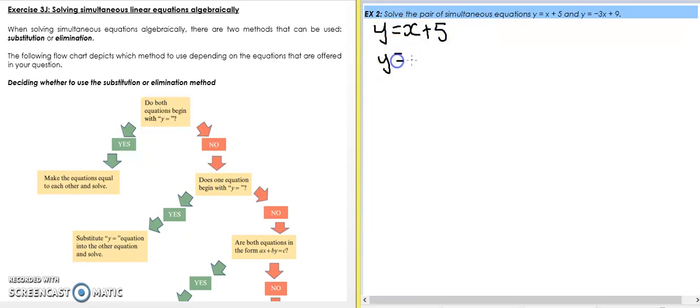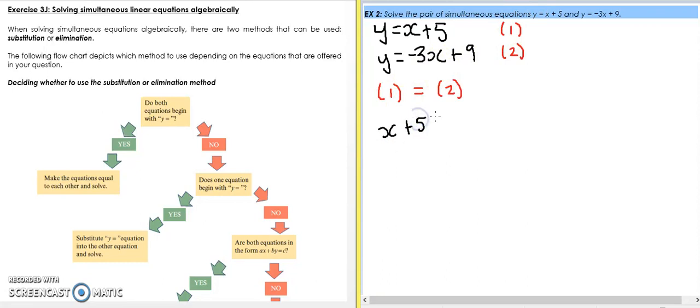So this is the first one, and then the second one equals negative 3x plus 9. Label them again. Always get into the habit of labeling each equation. And what we're actually going to do is state that 1 is also equal to 2. In other words, x plus 5 is also equal to negative 3x plus 9.